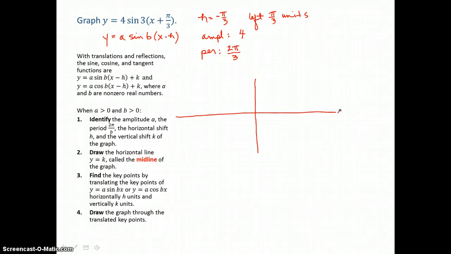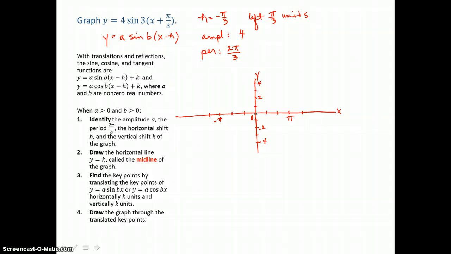So on the coordinate plane, there's no shift in our midline or horizontal axis, so that'll be the x-axis. We have a period of 2/3 pi, so I'm going to go 1, 2, 3, and mark pi units, and I'll go 1/3, 2/3, 3/3 in the other direction and mark pi units. Okay, so now we're ready to build our sine function.